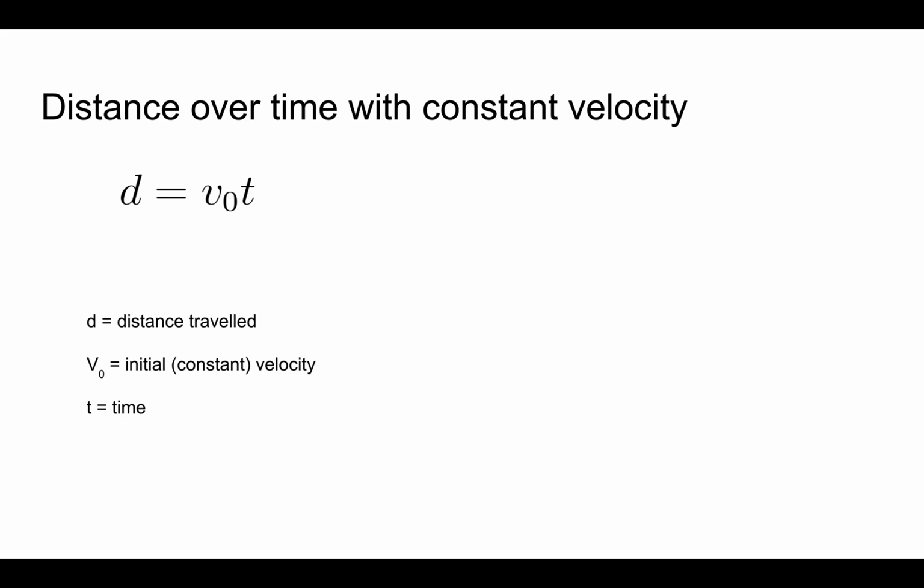So, how do we model distance over time with constant velocity? Well, d equals v naught t, where d is the distance traveled, v naught is the constant velocity, and t is time. It's pretty straightforward. If you're moving at a constant velocity, just multiply the velocity times the time to tell how far you've moved.